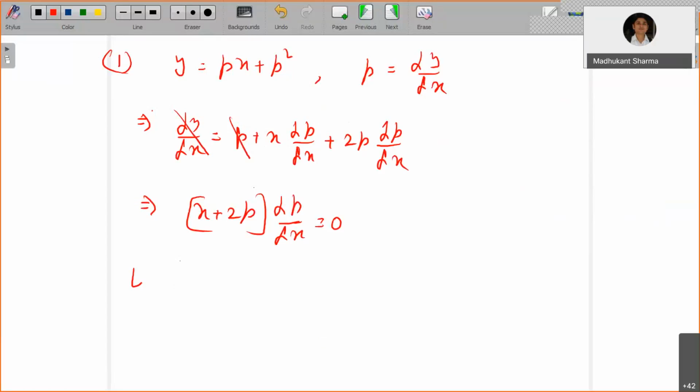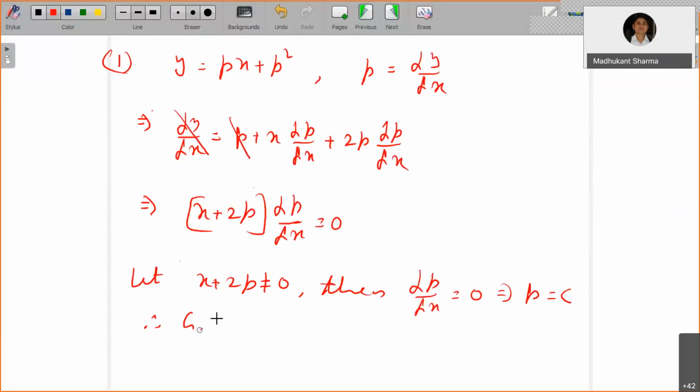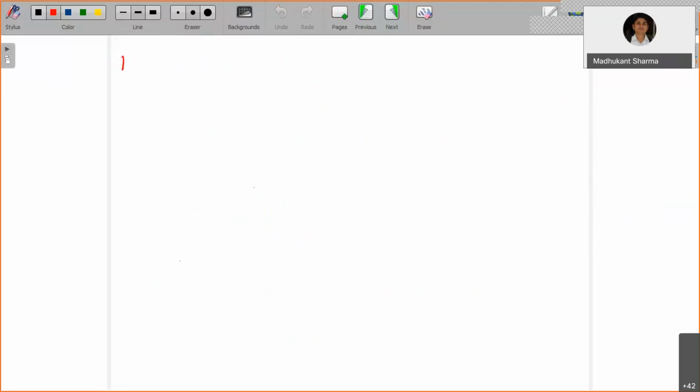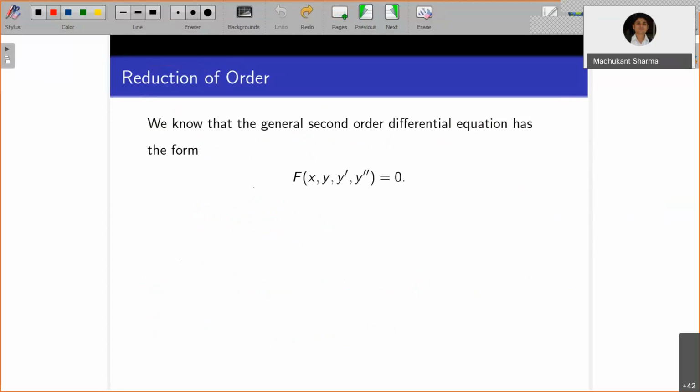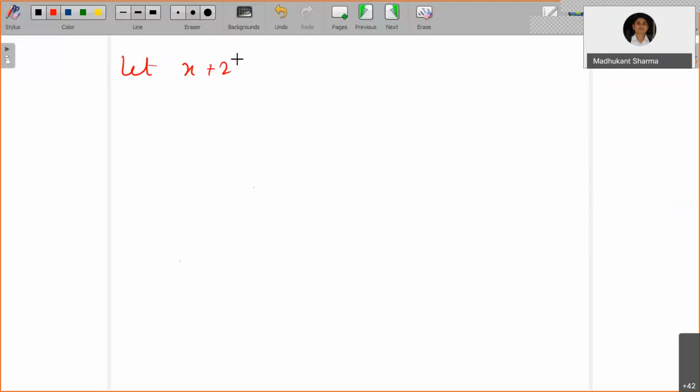Assume x plus 2p is non-zero, then dp by dx is equal to 0. This implies p equals c, and therefore the general solution will be y equals cx plus c square, after eliminating p. Now let us consider the other case, let x plus 2p equal 0. So x plus 2 times dy by dx equals 0.